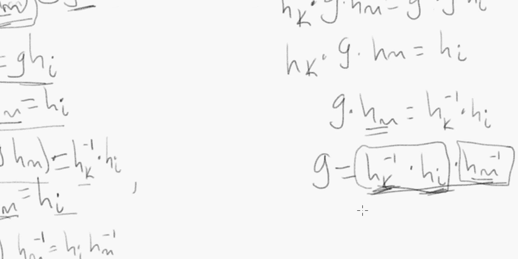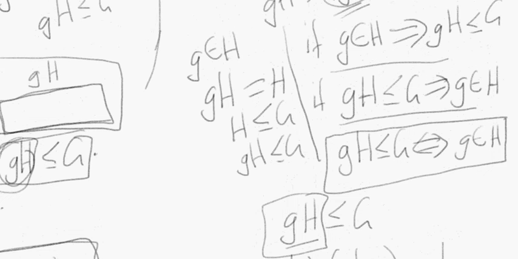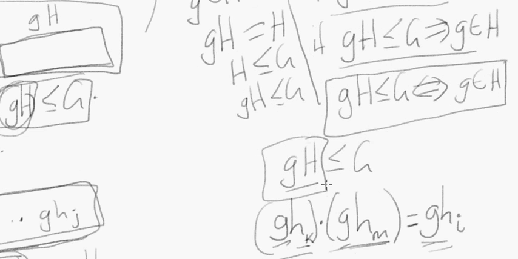So conclusion here is that if this product is an element of H, then it means that G is in H. Right? So what have we just shown? We've just shown that if gH is really a subgroup of G, then g has to be an element of H.